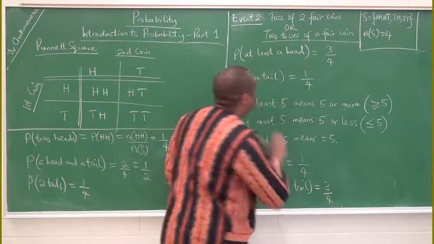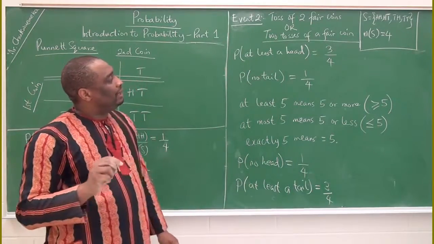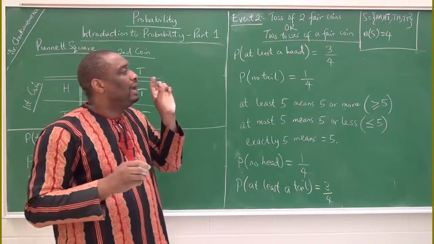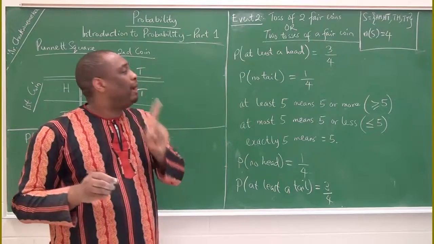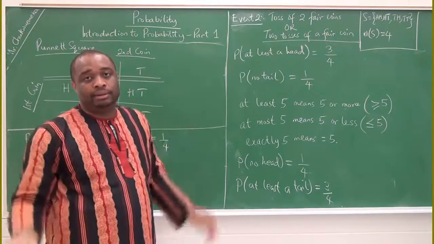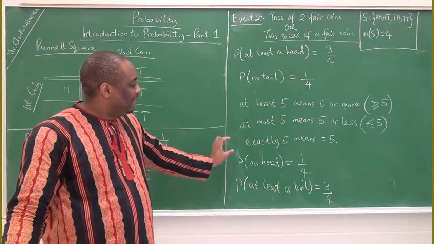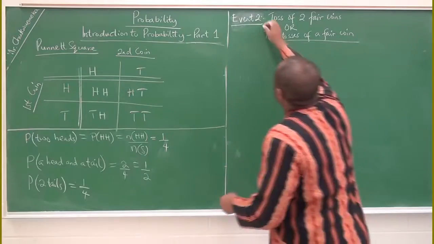Now, do you know why I did this? Can you tell me something here? Probability of getting at least a head means 1 minus probability of getting no tail. Probability of getting at least a tail means 1 minus probability of getting no head.